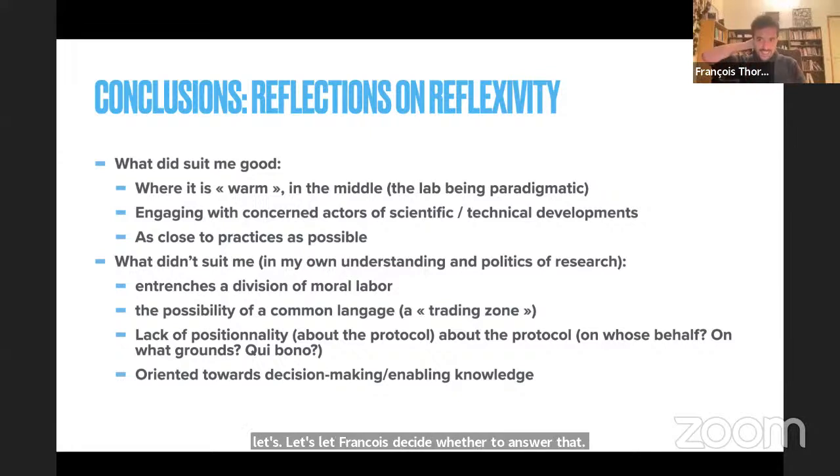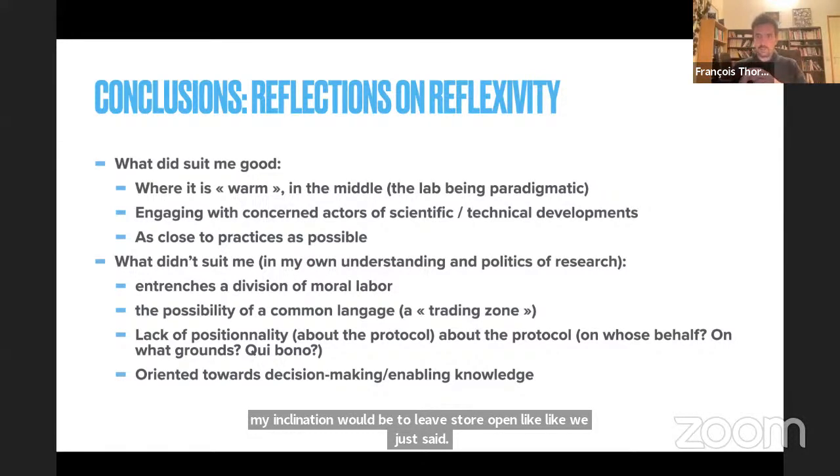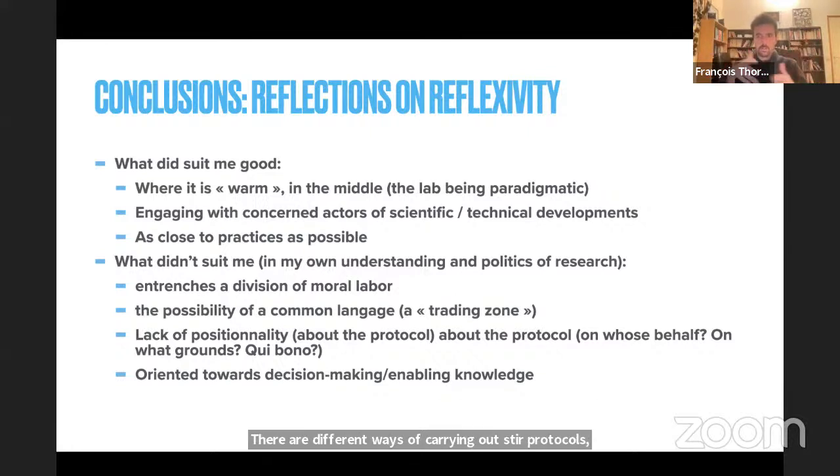Yeah, well, I guess this is a very interesting discussion, and my inclination would be to leave STIR open, like Eric just said. There are different ways of carrying out STIR protocols. The protocol itself comes from somewhere. It is situated in a particular configuration, but it's also appropriated every time by people in different ways, and that also makes for the richness of every appropriation. They somehow speak together because they come from the same place, but they also go in all sorts of varied directions, and I suppose that's fine and even desirable. So I'm not sure about this idea of having categories of reflexivity up front, because it would be like having the Third International of Workers agreeing on what politics are, or anarchism for what matters.